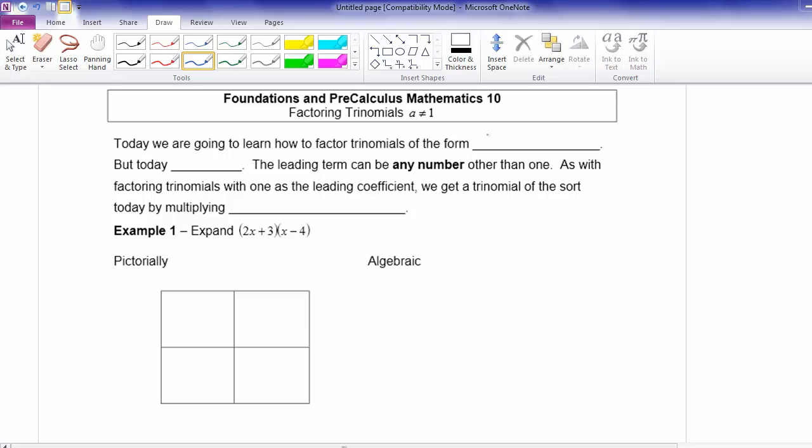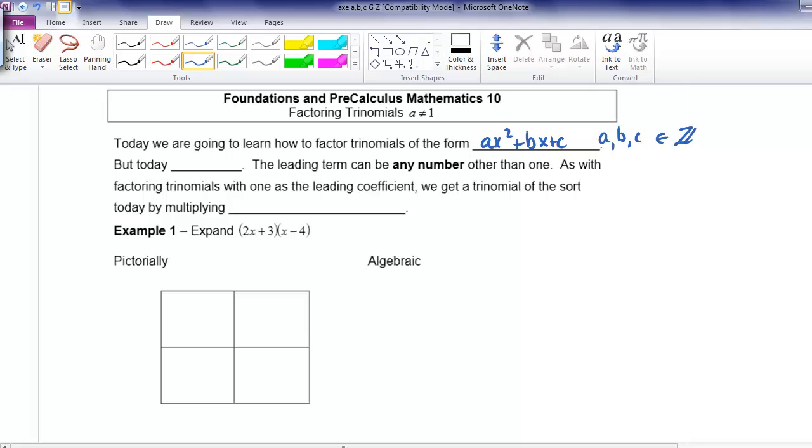Today is our second class on factoring trinomials. Today we're going to learn how to factor trinomials of the form ax squared plus bx plus c, where a, b, and c are all integers. So here's how we're going to write that.